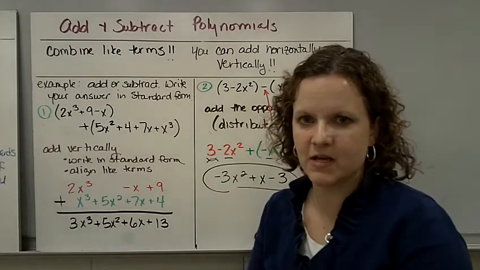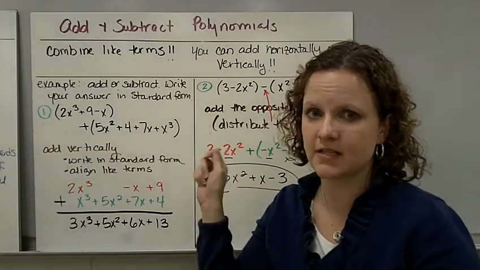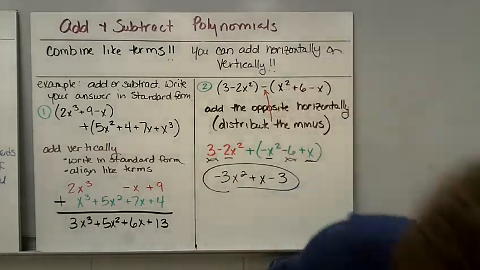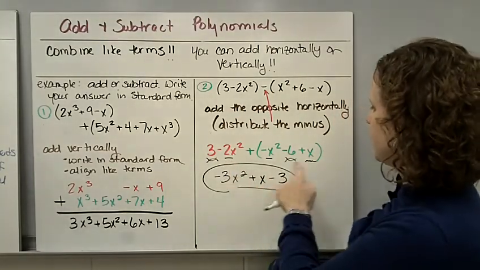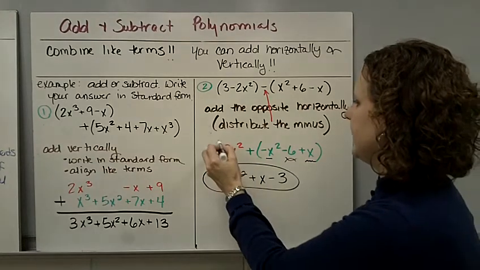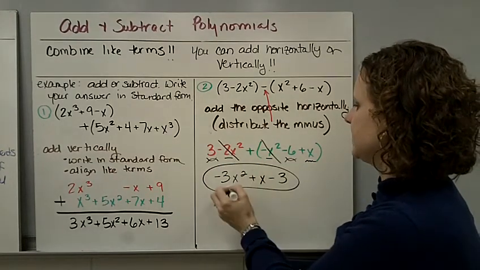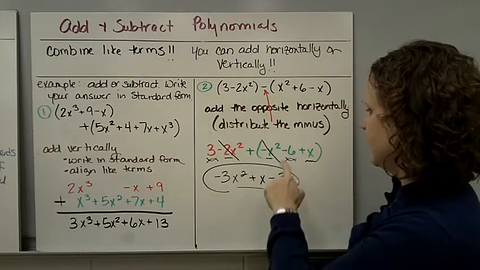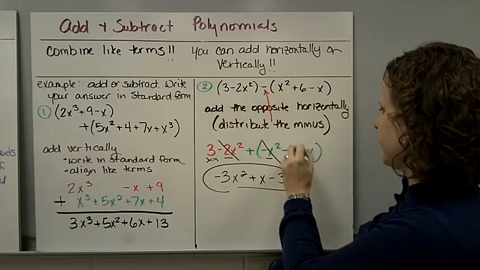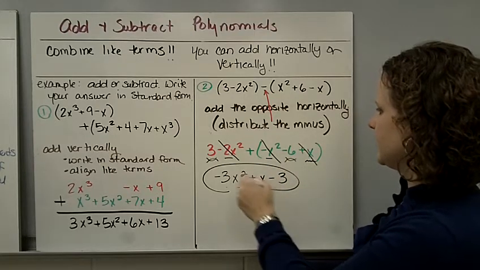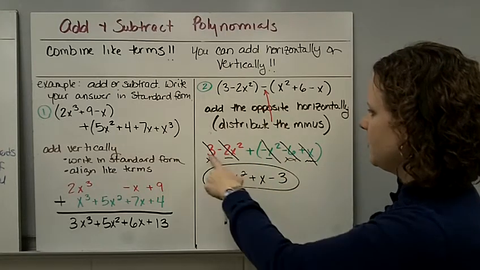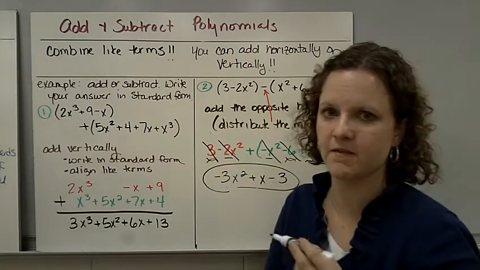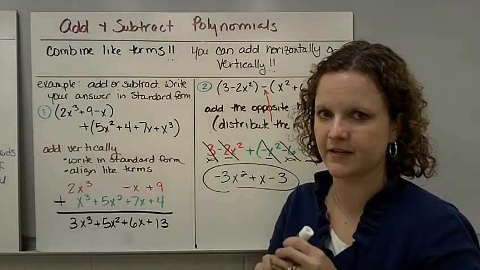When I'm adding and subtracting these live, I actually will cross off the terms as I'm done. For example, the x squared and the x squared. -2, negative x gives me -3x. The next term is the x term. And the last term are the constants. 3 and -6 gives me -3. Once everything's crossed off, I know I haven't missed anything and I have a final answer.